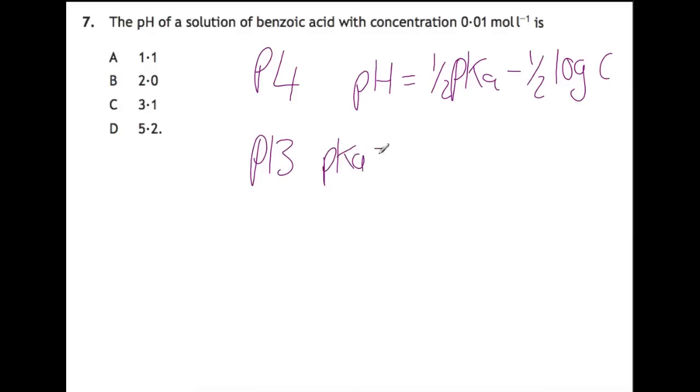You'll find that the pKa for benzoic acid is 4.2. If you put pKa into here, your concentration is 0.01, and if you do this calculation, you find that your pH is 3.1. So C.